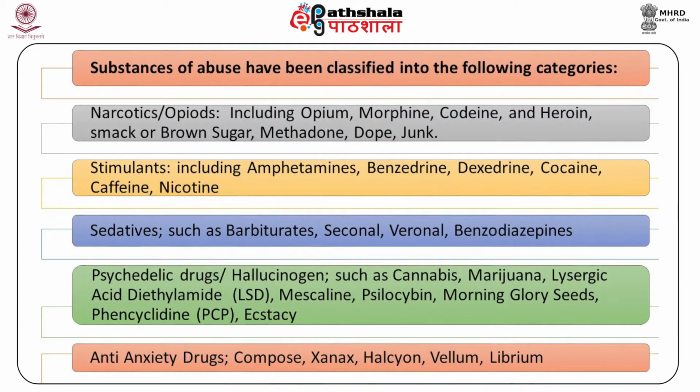Substances of abuse have been classified into the following categories. Number 1, narcotics or opioids, including opium, morphine, codeine and heroin, smack or brown sugar, methadone, dope or junk. Second are stimulants, including amphetamines, benzedrines, dexedrines, cocaine, caffeine and nicotine. Third category is sedatives such as barbiturates, seconal, veronal and benzodiazepines. Category 4 is of psychedelic drugs or hallucinogens such as cannabis, marijuana, LSD, mescaline, psilocybin, morning glory seeds or PCP and ecstasy. Fifth category is of anti-anxiety drugs inclusive of Equanil, Xanax, Halcion, Valium and Librium.